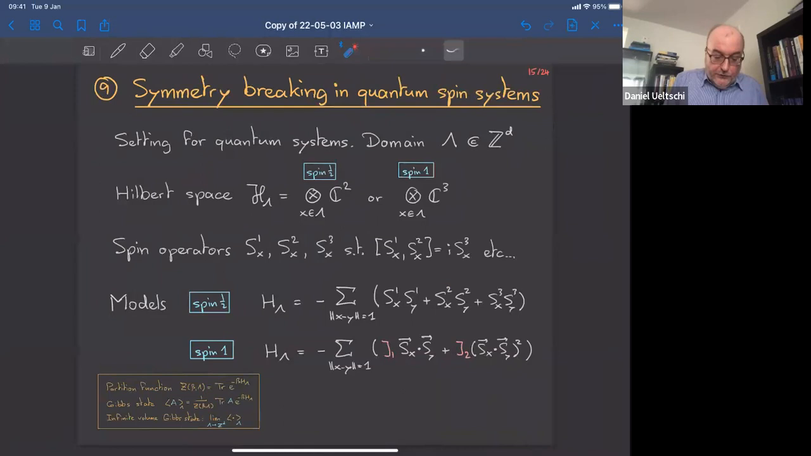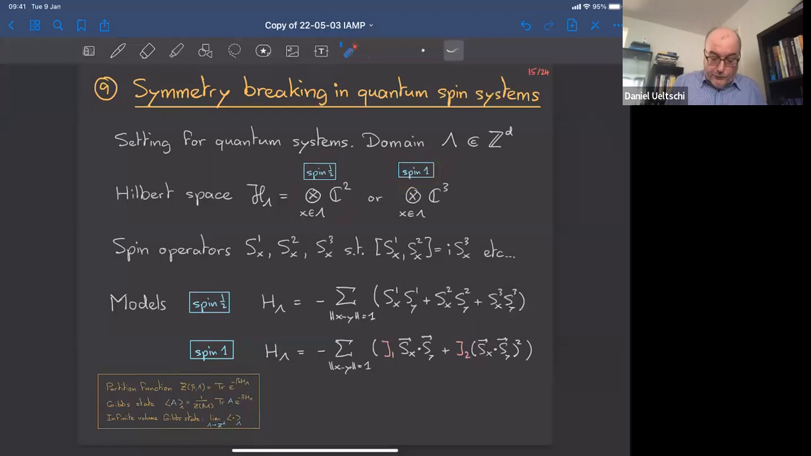So let me remind you about the setting for quantum spins. We have a finite domain Λ in Z^d. The Hilbert space is a tensor product of C^2, at least for spin 1/2. It's a tensor product of C^3 in case of spin 1. These are the two cases I'd like to consider.